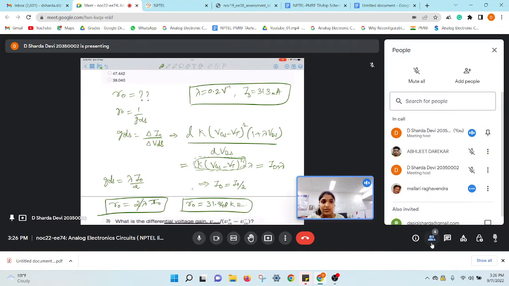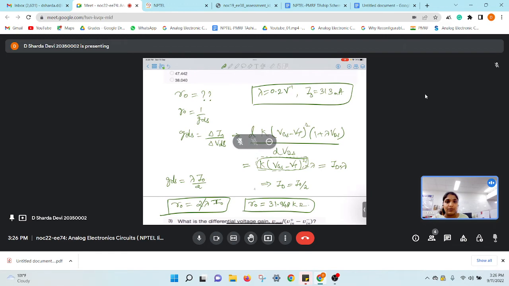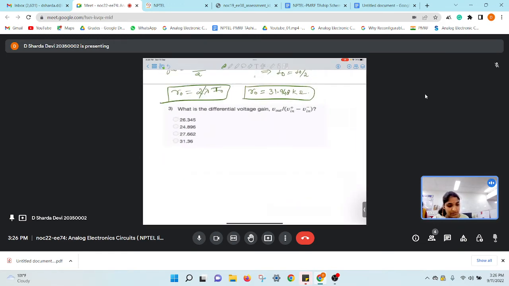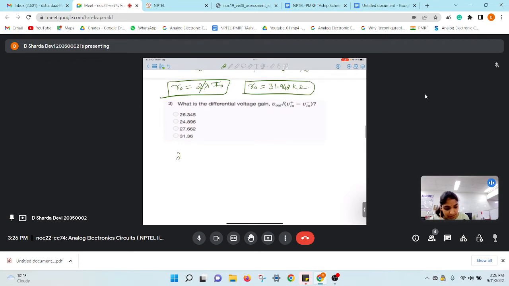Okay, so this is clear, right? Yes. Okay, so moving ahead with the next question. The next question is, what is the differential voltage gain for the given circuit above? So in this particular circuit, lambda n is lambda p.